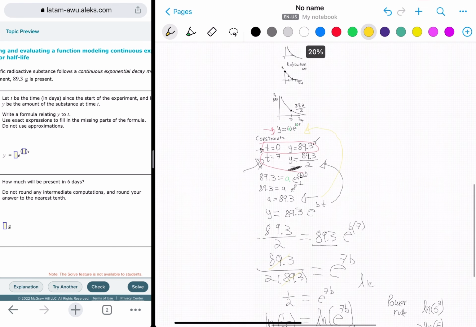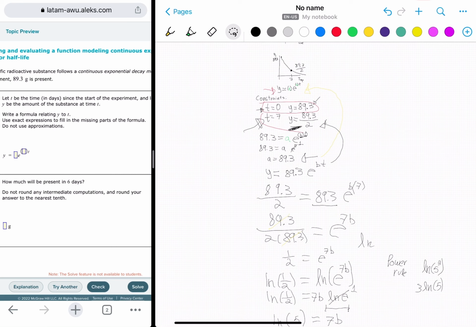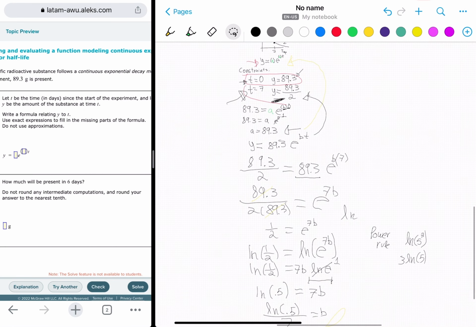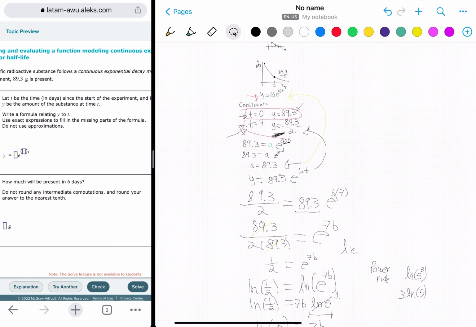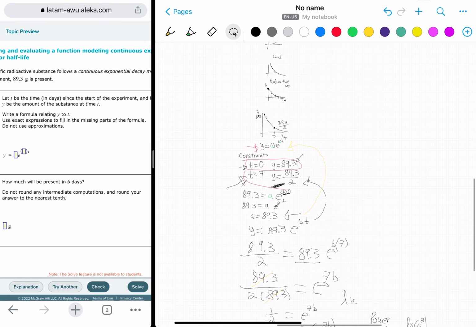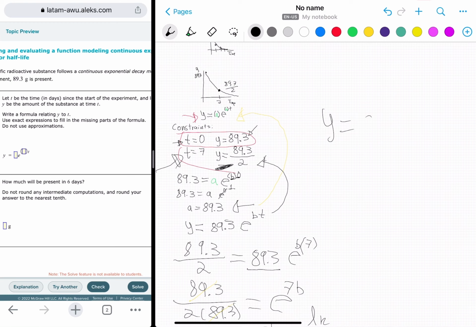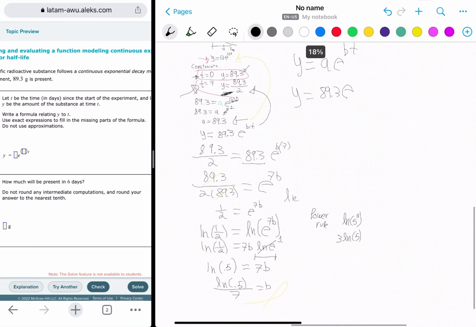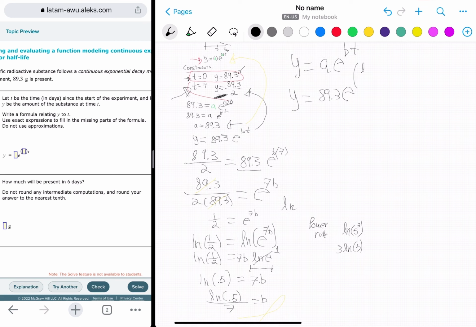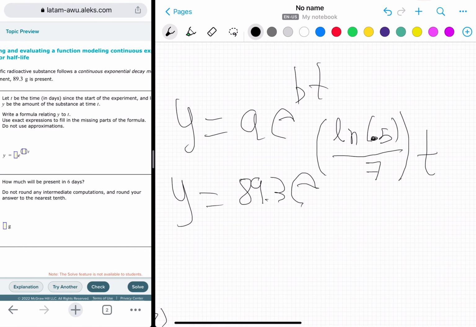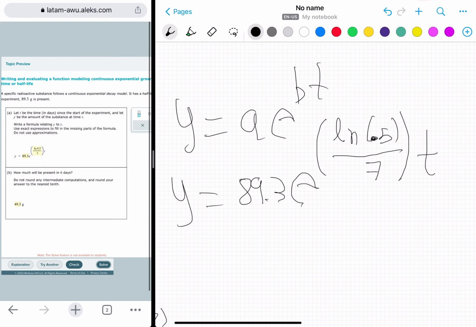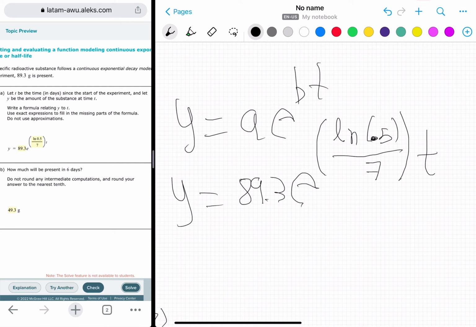Now that I have found the value of b, and now that I have found the value of a, I will replace that into my original function. The original one. I will write that here again. So it is y equals a e to the bt. And I know a is 89.3, e, and b is the value that I found here: natural logarithm of 0.5 over 7, times t. And this is the answer for the first part of the exercise. There you see it.